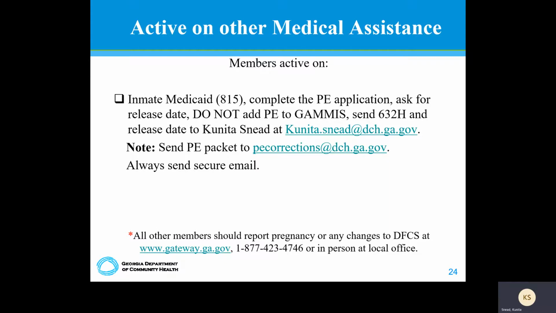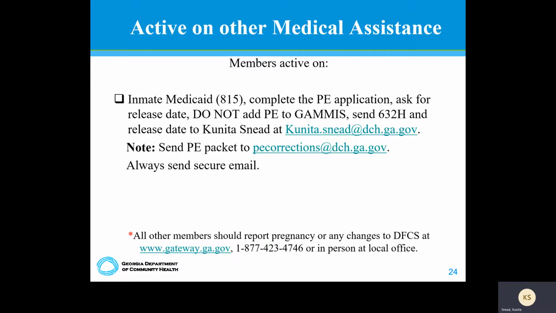Instead, what you're going to do is send two separate emails. One email is going to come directly to my email address. You're going to send me the 632H, and you're probably saying, well, Kanita, what is the 632H? That is actually your PE application. So we're going to go through all the forms in just a moment. So you're going to be sending the 632H, which is your PE application that you're going to complete. And then you're also going to be giving me the release date.